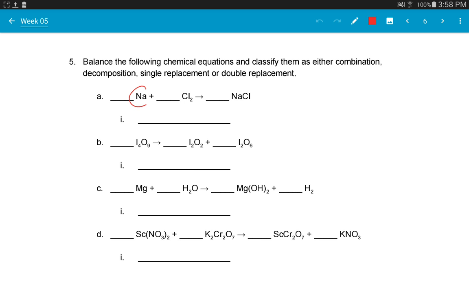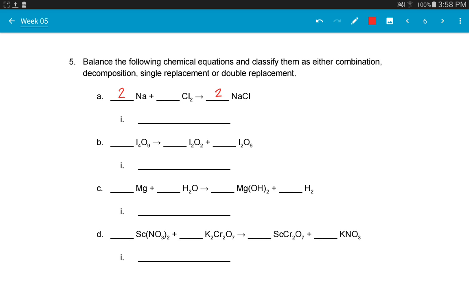If we look at our sodiums, we have 1 on each side, so they're balanced. The chlorines, we have 2 on one side and 1 on the other, though. They're out of balance. A coefficient of 2 in front of the sodium chloride now makes the chlorines balanced. But it does mess up the sodiums that we just verified were balanced. Now we have 1 on one side, 2 on the other, so a coefficient of 2 in front of the sodium on the reactant side is required to balance the reaction.